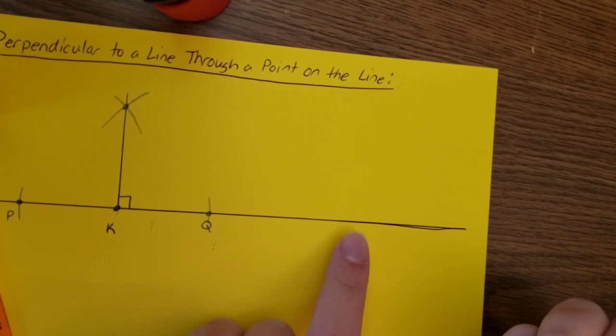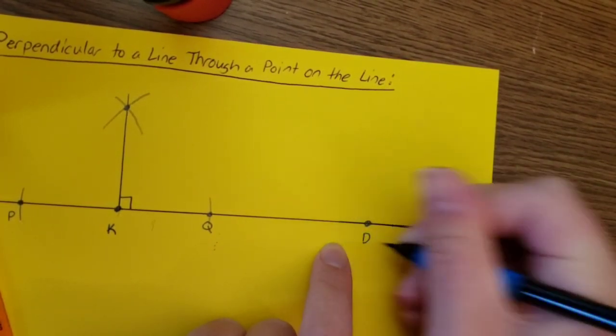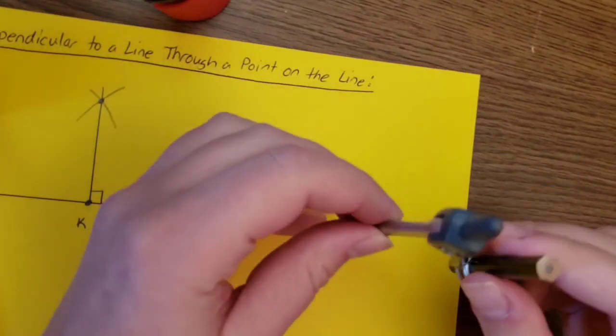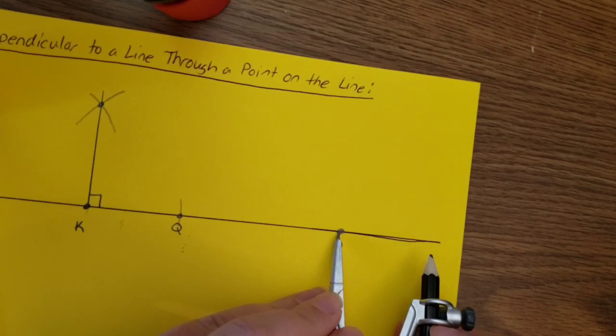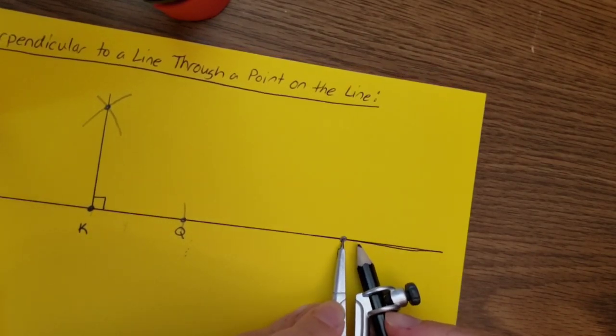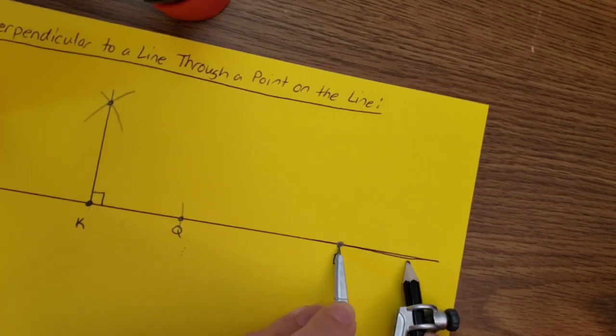I'm going to use just the other side of my line here. I'm going to make another point that we're going to call point D. Now we're going to go through and do the same thing again. So we're going to start pointy end on D, opening our compass so it's not like crazy close because that would be hard to work with. So something kind of medium sized about there.